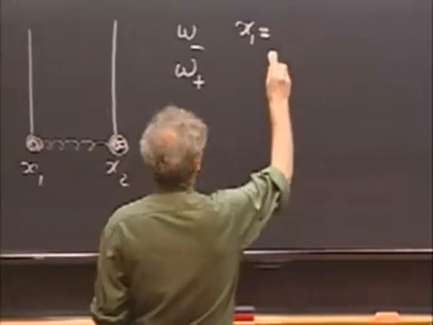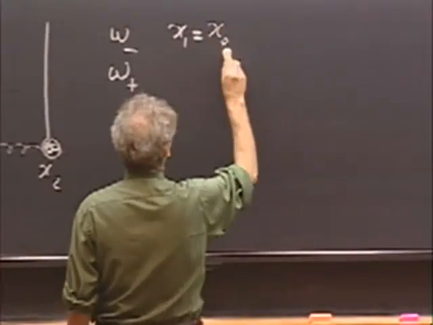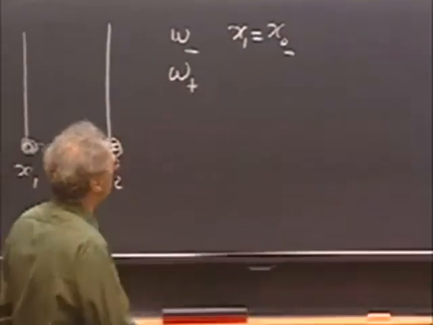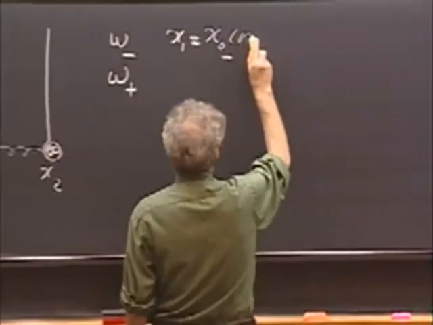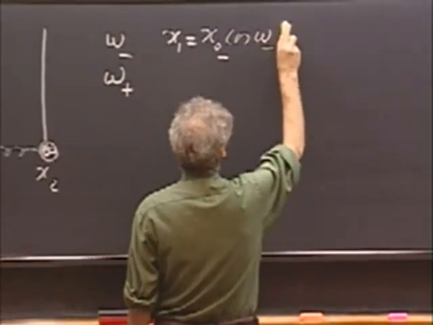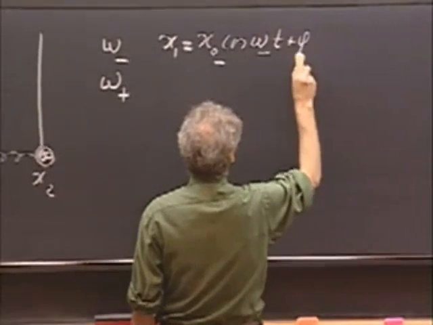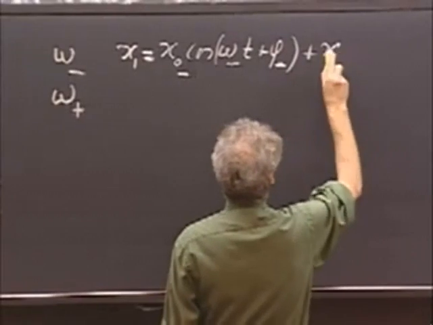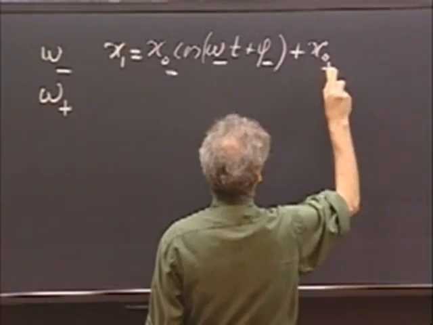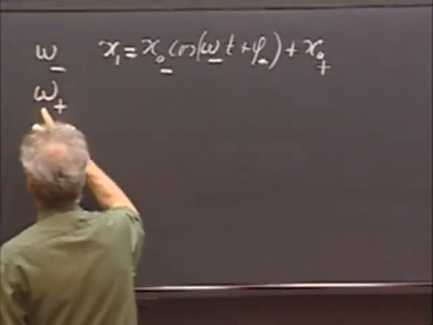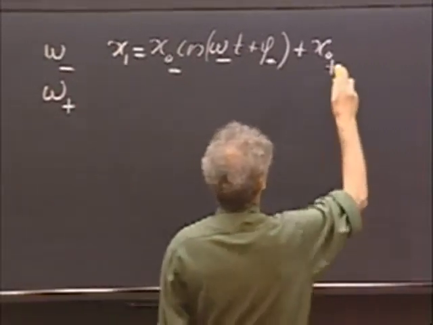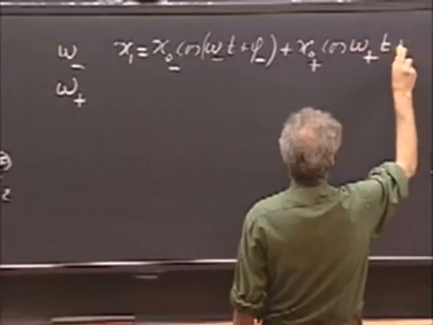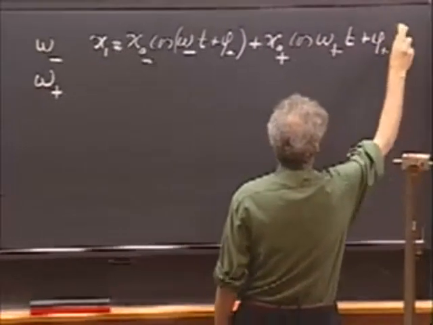It would mean then that one function of time can be written as having some kind of an amplitude, x0, I give it a minus sign, because it's related to that normal mode frequency, times the cosine of omega minus t plus some phi minus, plus some other amplitude, which I call x0 plus, which is going to be related to this frequency, times the cosine of omega plus t plus phi plus.